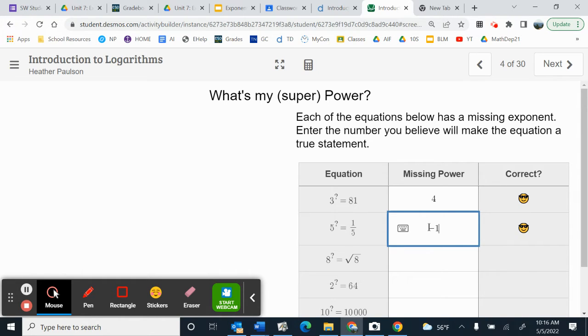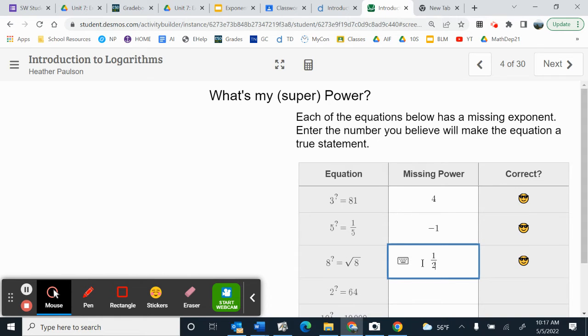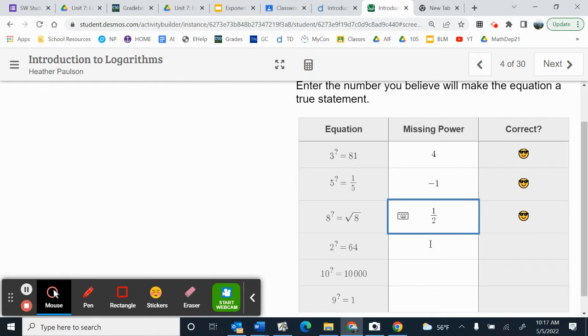Then it's going to get into some negative exponents. This will be -1 because 5 raised to the -1 power is equal to 1 over 5. This next one is actually 1/2. When we take the square root of something, we are raising it to the 1/2 power. And here is that 2 to the 64.